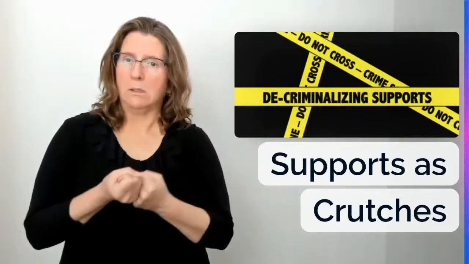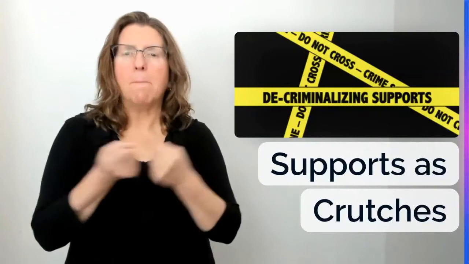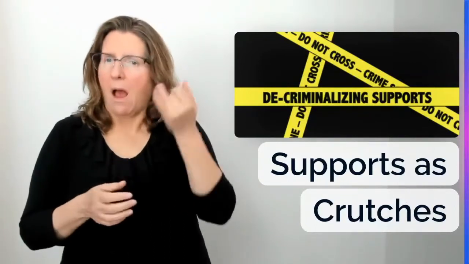There is the narrative that supports are a crutch. Crutches should only be temporary. Students are expected to let go of their crutches at some point in the future. They are supposed to overcome their disability. There are multiple narratives that reinforce the culture of shame and the use or need for supports.